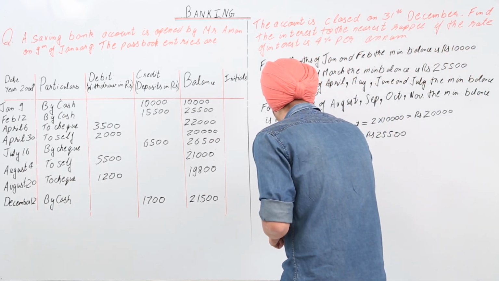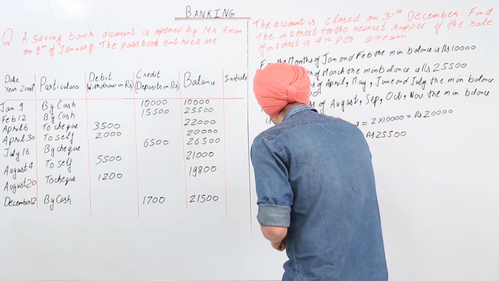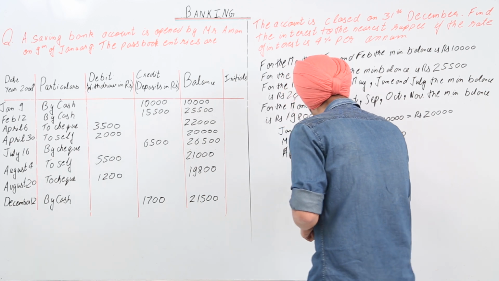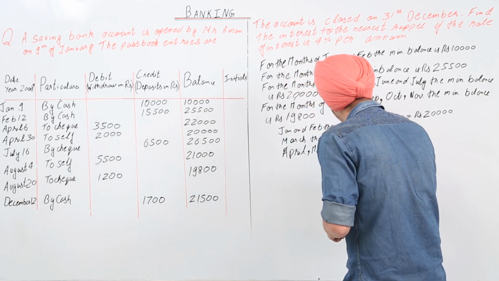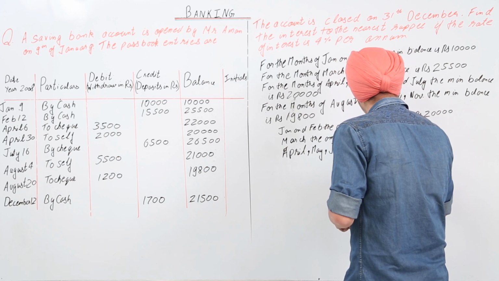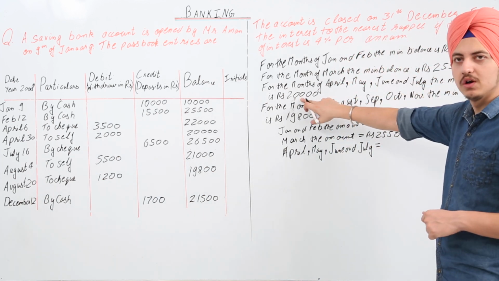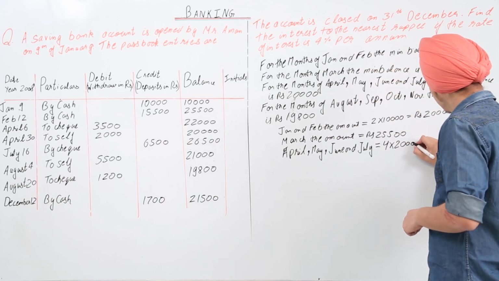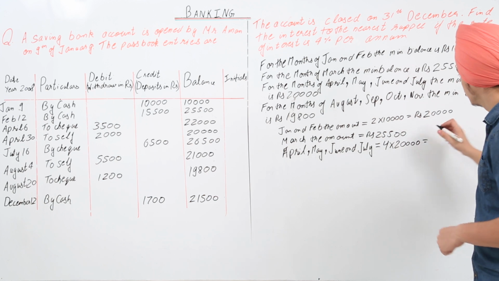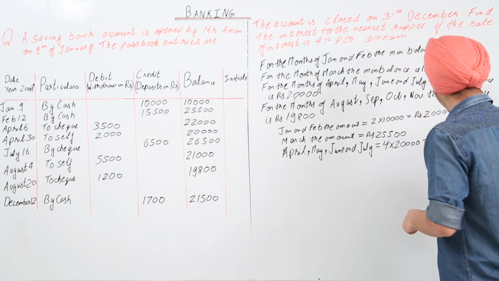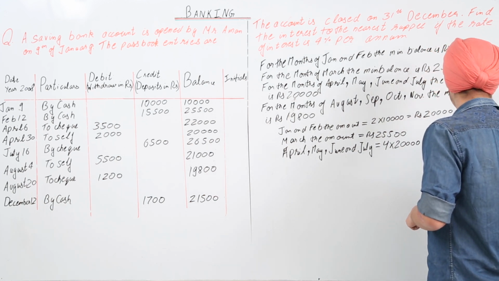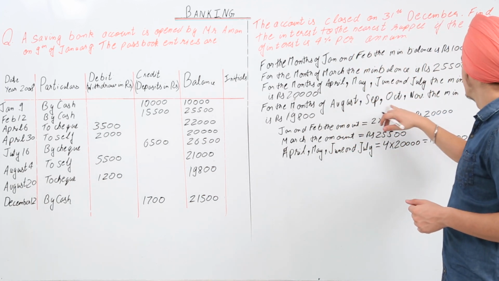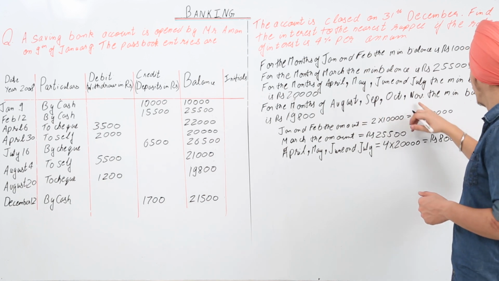Now for the months of April, May, June and July, the amount is 20,000. So for April, May, June and July, the amount is equal to 4 into 20,000. 4, because there are 4 months, into 20,000. So this is again the combined amount. So this is equal to rupees 80,000. Am I right?